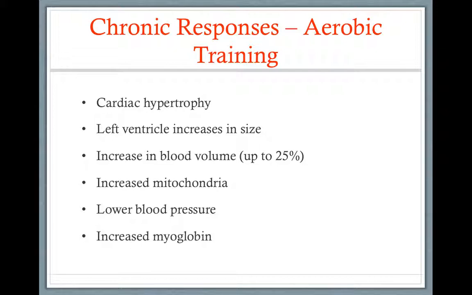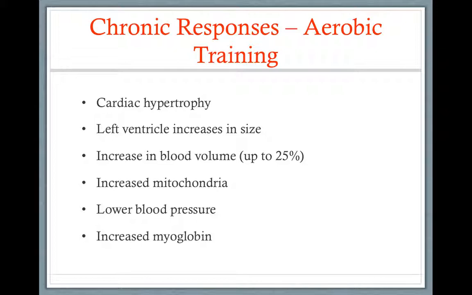So if I'm going to do 6 to 8 weeks, which I have to for a chronic response, of aerobic training, what is the greatest change I'm going to see? This top one, cardiac hypertrophy. Cardiac means heart, hypertrophy means an increase in muscle size. So I've increased the size of my heart, which is exactly what cardiac hypertrophy is. In particular, the left ventricle increases in size, so it becomes a little bit bigger.